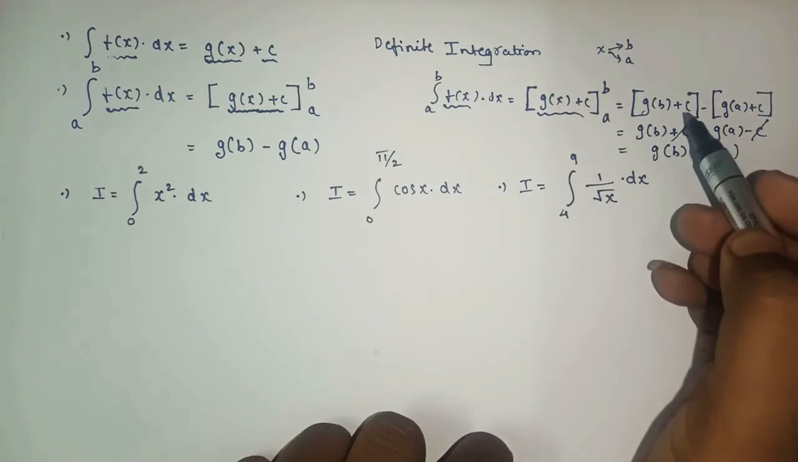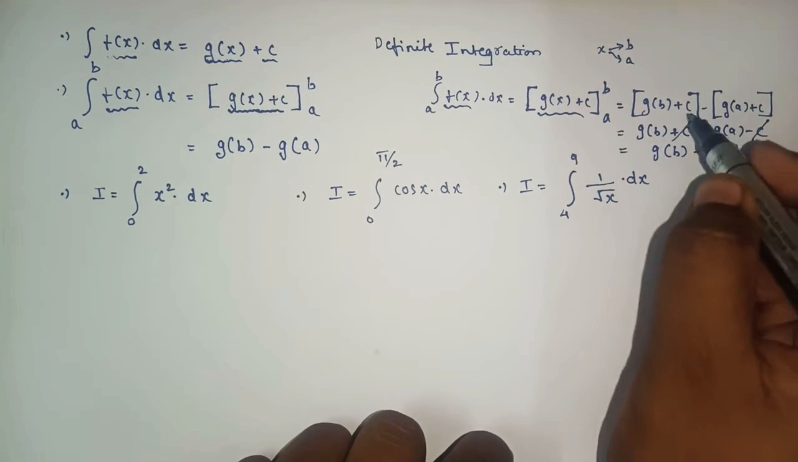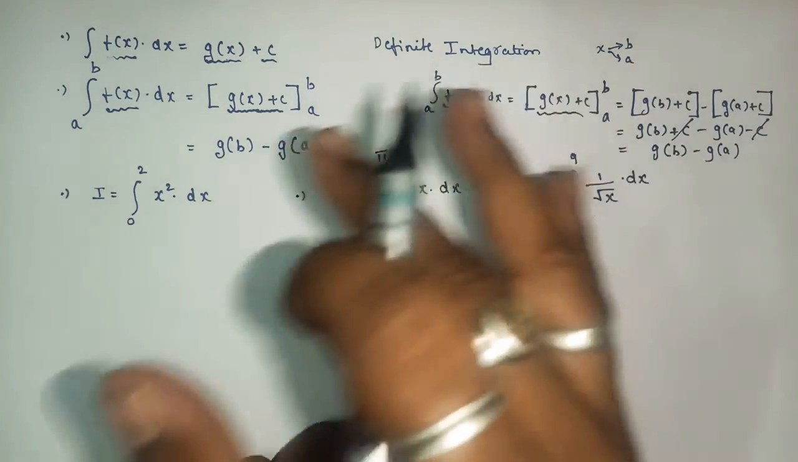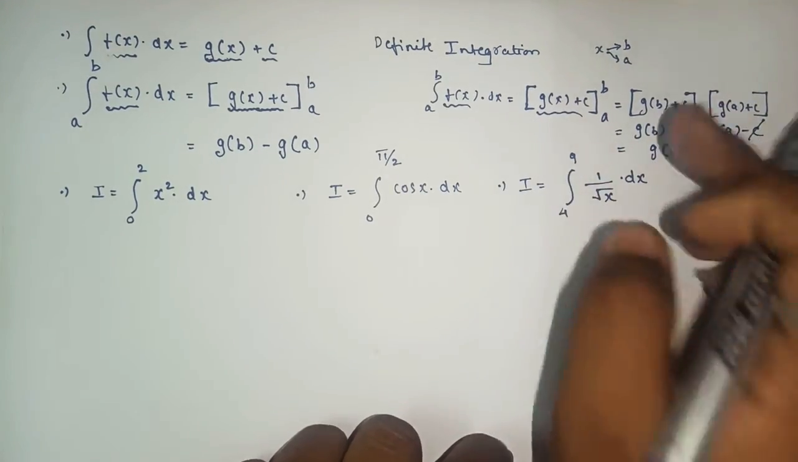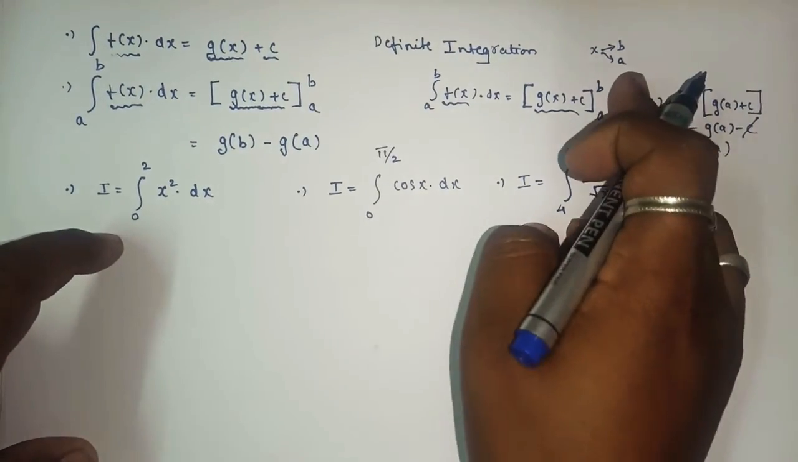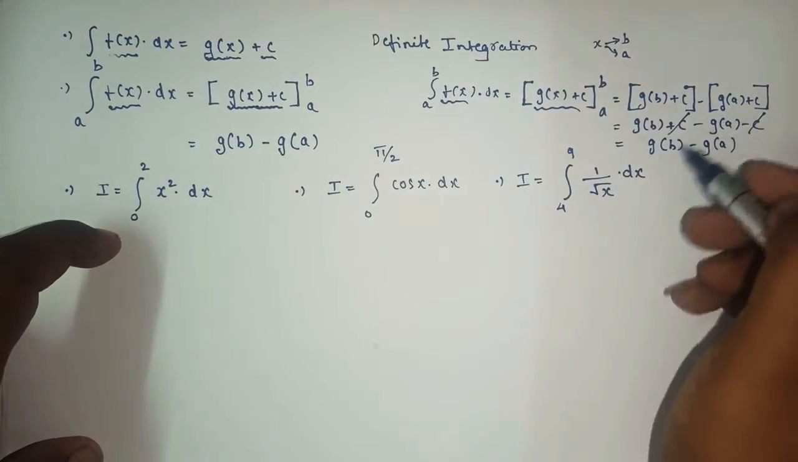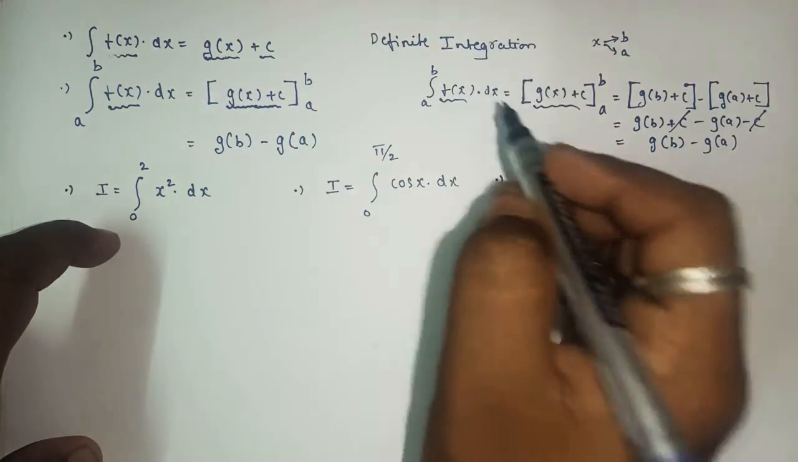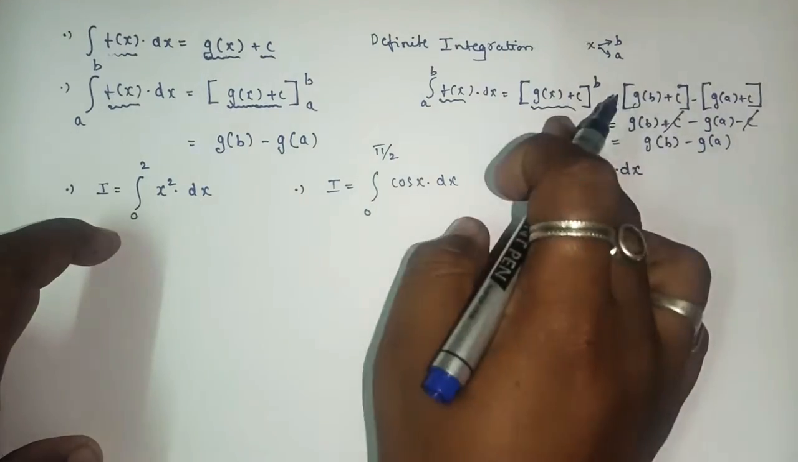I hope you all understood how, in this chapter, the c gets eliminated, as there is no need to consider c, no need to write the constant of integration. When you substitute the upper limit and the lower limit, for each and every sum the c will get cancelled. So remember this: whenever you integrate with respect to x, there is no need of writing c.